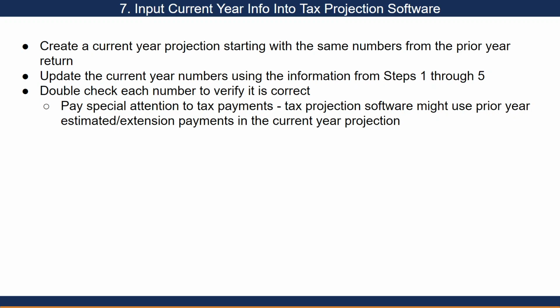And then you want to pay special attention to tax payments. Most of the tax projection software that I've used, when I roll forward the prior year into the current year, just to have all the numbers the same, it also rolls forward tax payments. So if they've made estimated tax payments or extension payments, then it will roll them over and put them into the current year projection. And so I'll usually have to go and delete those out if they haven't made those, or at least update them for whatever payments they've made so that those are correct and we're not using the prior year payments in the current year, because that will throw things off.